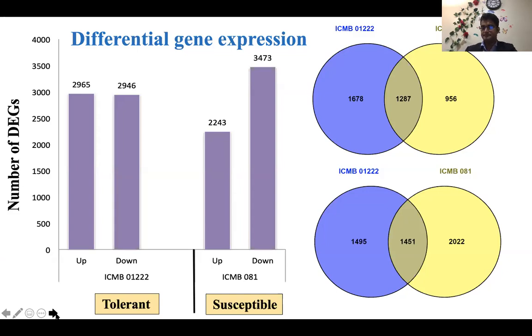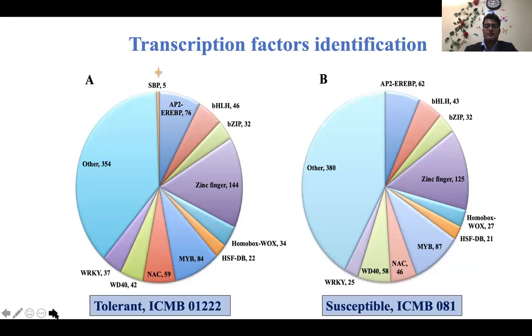Then we drew the common genes between these two genotypes. So these are the commonly upregulated genes and commonly downregulated genes between these two genotypes. After finding so many genes in both genotypes, we went for annotation of genes to find out the specific gene families. So we started with transcription factor families identification. A lot of families of transcription factors we identified, but here we have shown only the top 10-15 families.